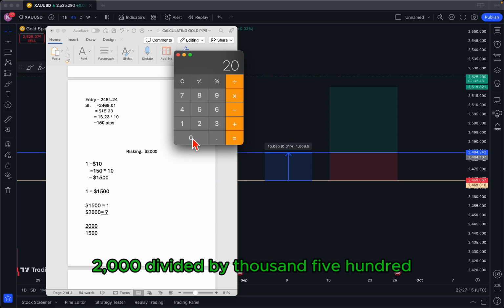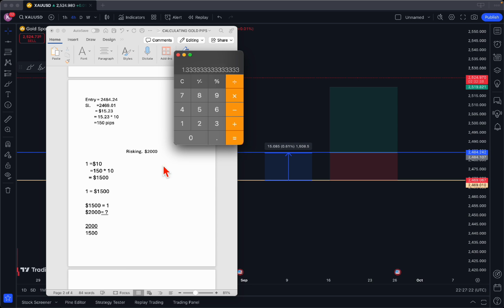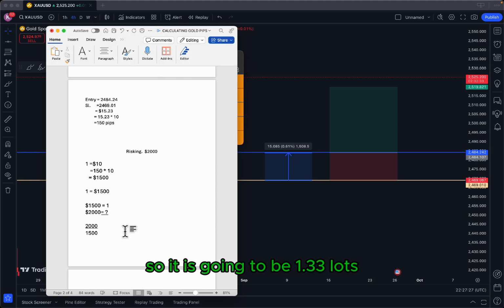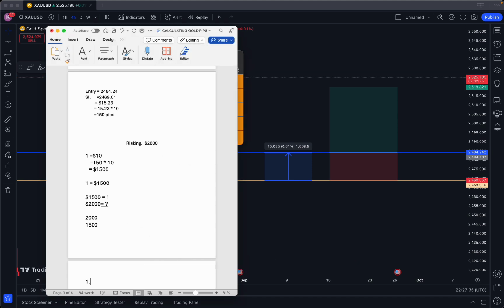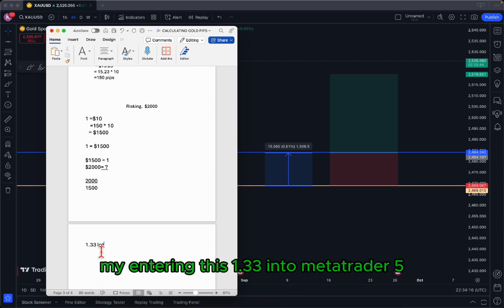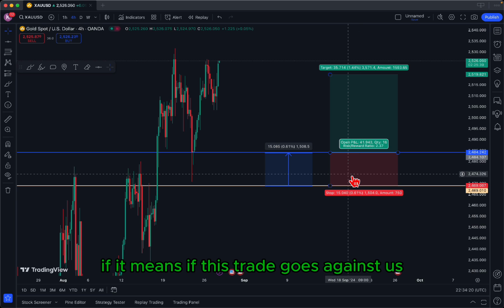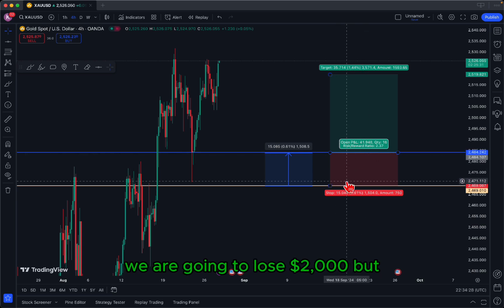2,000 divided by 1,500. It means you're going to get 1.33. So it's going to be 1.33 lots. By entering this 1.33 into MetaTrader 5, if this trade goes against us, we are going to lose $2,000.